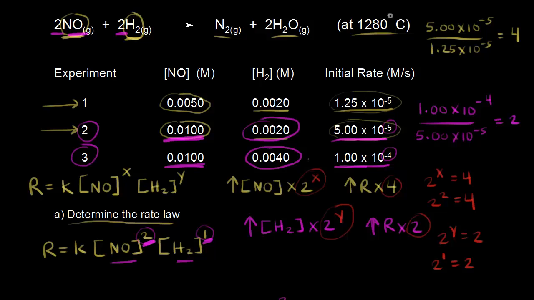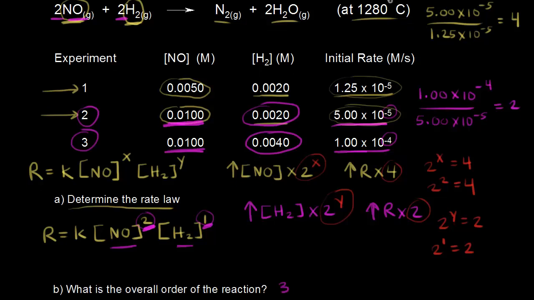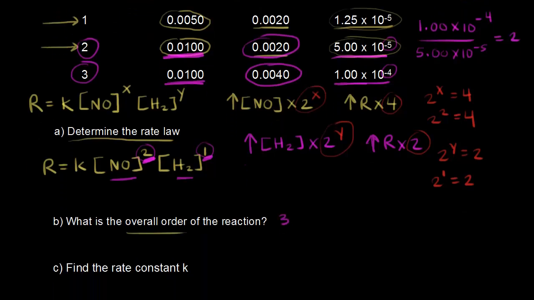And later we'll get more into mechanisms, and we'll talk about that a little bit more. All right, let's move on to part C. In part C, they want us to find or calculate the rate constant K.